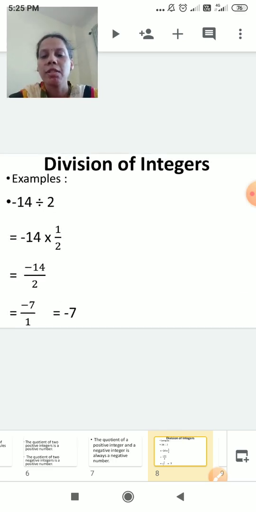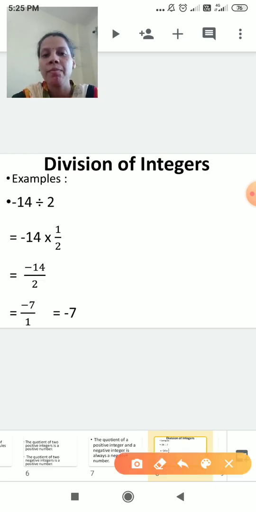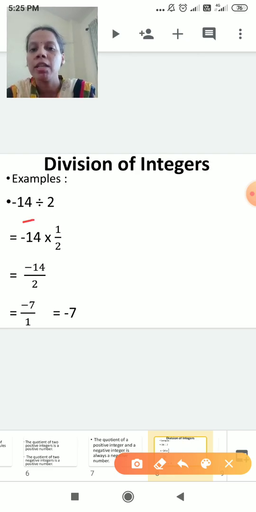Okay, first example, as you can see here, minus 14 divided by 2. Now we will see how to solve these sums. First number, first integer is what? Minus 14, correct. What is the second integer here? The second integer is 2. Yes. Now in the first step, we will write down the first integer, that is minus 14, as it is.